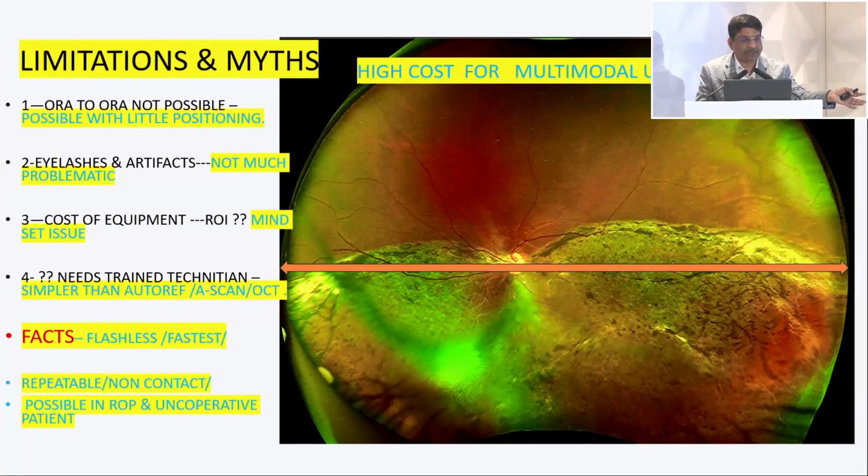Intraocular lens is not a problem. Cost of the equipment is always a problem, but it is a mindset. If you know the value of this equipment in your practice, obviously you will forget about the cost. And it needs one technician? Not necessary. It is simpler than the autorefractor.